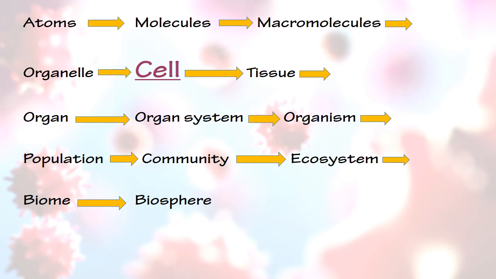Okay children, on this screen you are seeing the hierarchies of life. That means the organizational levels of life. Atoms, you know what is an atom? Atoms gather and form molecules. Molecules form macromolecules. By gathering of macromolecules, organelles are formed. Through that, a cell is formed. So, in this chapter, you are going to study the fundamentals of a cell.